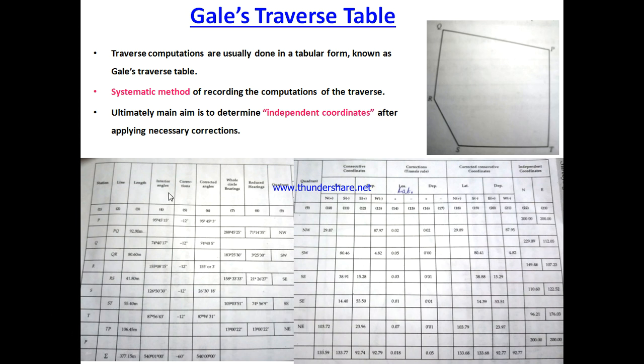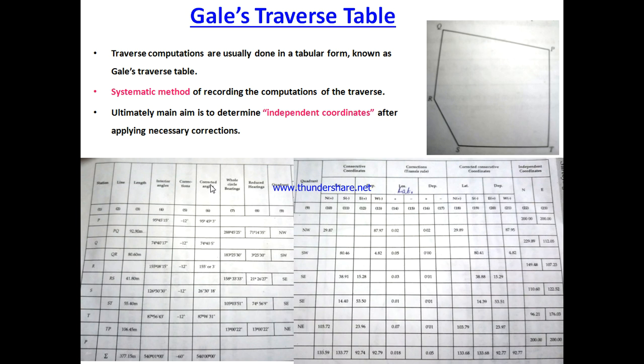So now what is the next task? We just apply a simple check first of all on the interior angles. We have found that the sum is 540 degree and 1 minute. Now this 1 minute is extra, so what we need to do? We need to correct the angles. We need to reduce this error and distribute it equally in all the angles.